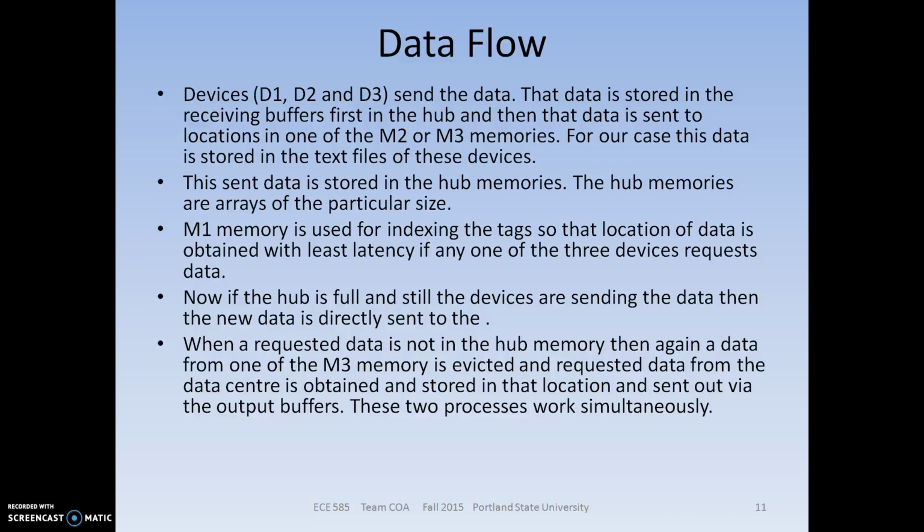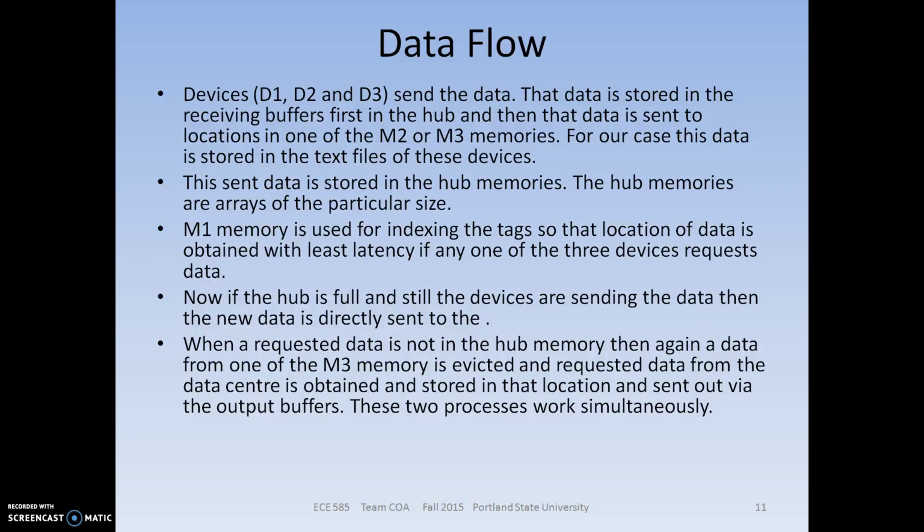Now the data flow is as follows. Devices D1, D2, D3 send the data. That data is stored in the receiving buffers, then in the hub, and then that data is sent to the locations in one of the M2 or M3 memories. For our case, this data is stored in the text files of these devices. Now the M1 memory is used for indexing the tags so that the location of data is obtained with least latency if any one of the 3 devices requests data.